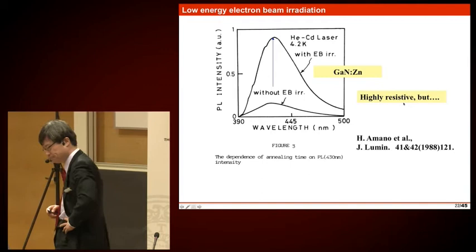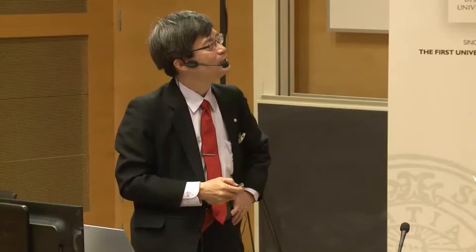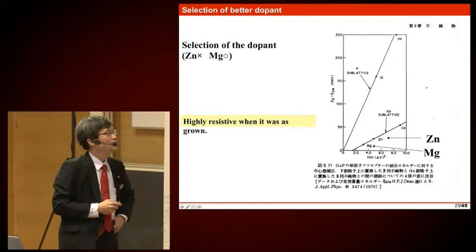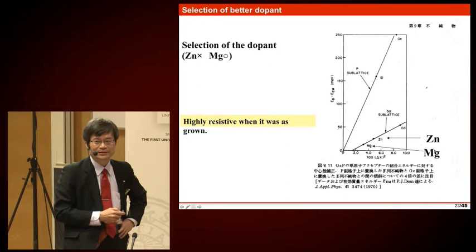In 1989, I became a research associate in Professor Akasaki's lab. Then I found this graph in the textbook, The Bonds and the Bands in Semiconductors, written by Dr. Phillips, showing that magnesium is much, much better than zinc in terms of activation.